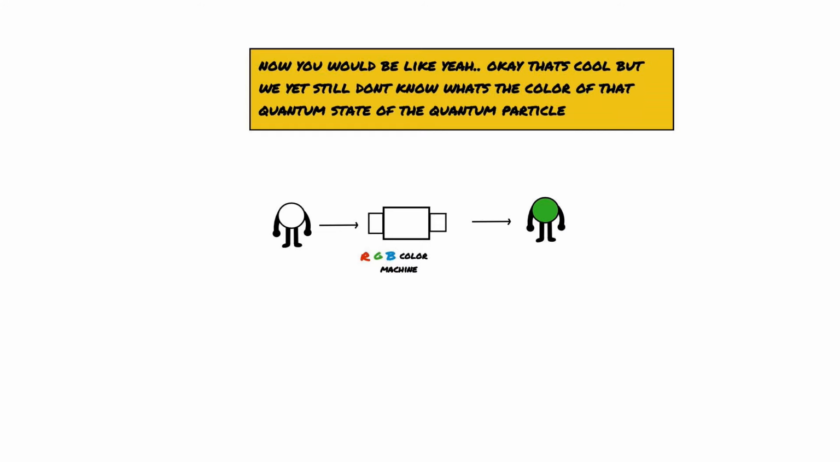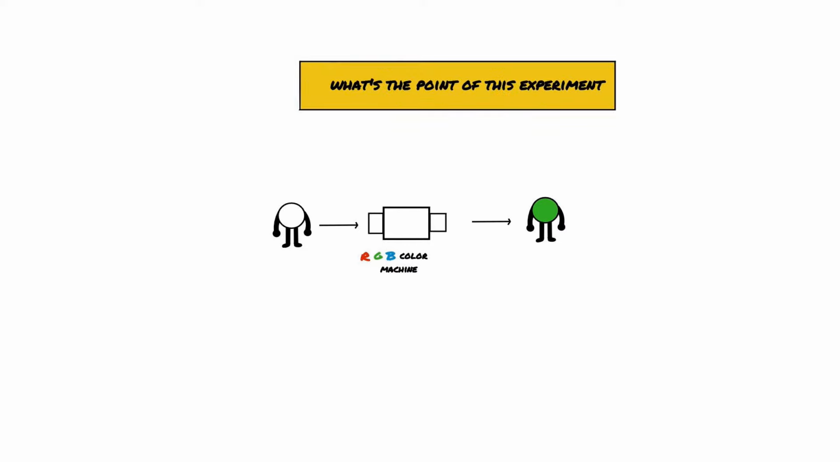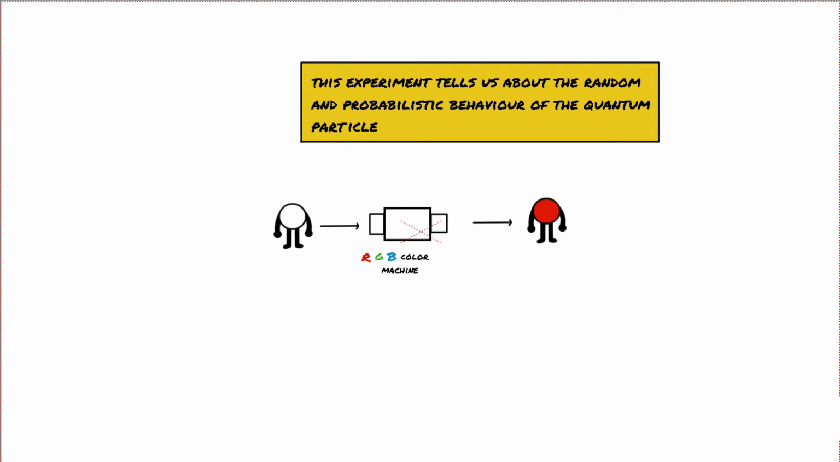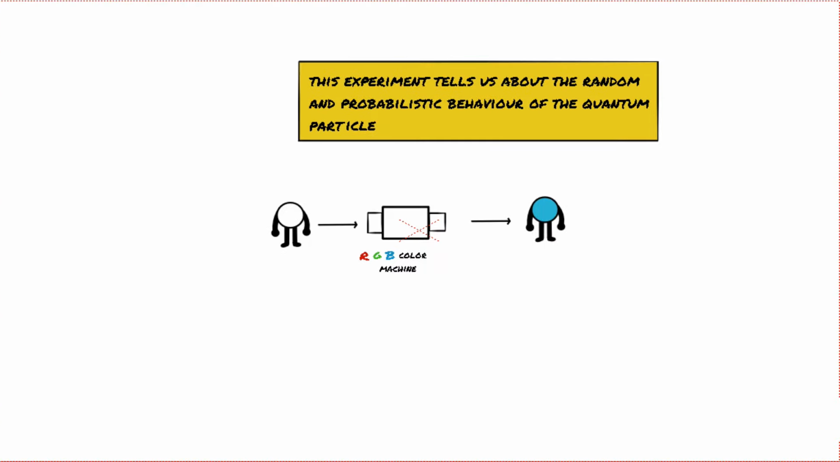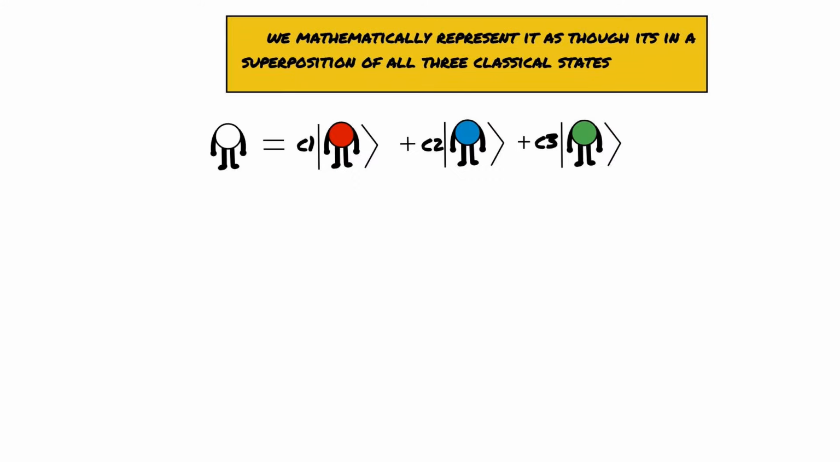Now you would be like, yeah, okay, that's cool, but we still don't know what's the color of that quantum state of the quantum particle. What's the point of this experiment? This experiment tells us about the random and probabilistic behavior of the quantum particle. On the basis of this random behavior, we use a mathematical trick to represent the color of the quantum state of the quantum particle. We mathematically represent it as though it's in a superposition of all three classical states.